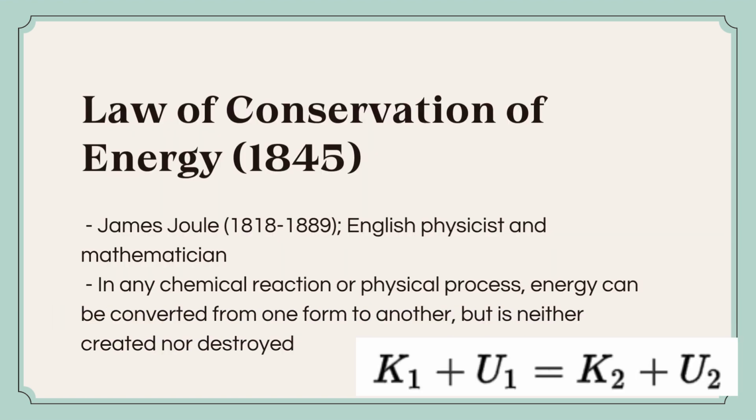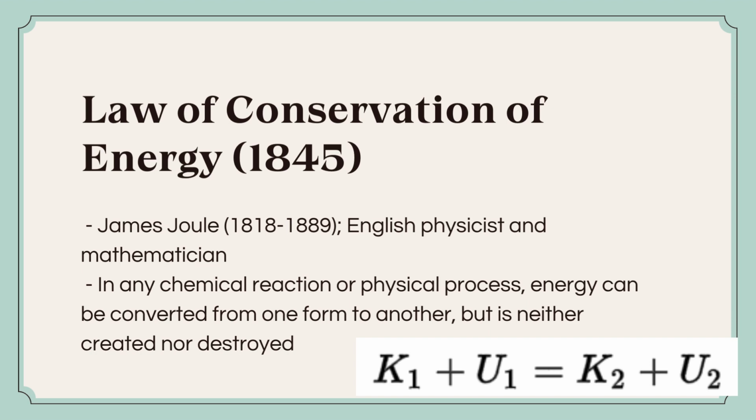Now, a law that was founded in 1845 about energy is called the Law of Conservation of Energy. It was founded by James Joule, who lived from 1818 to 1889. He was an English physicist and a mathematician. The law defines that in any chemical reaction or physical process, energy can be converted from one form to another, but is neither created nor destroyed. This equation seen here defines this law as the initial amounts of kinetic and potential energy equals the ending amounts of kinetic and potential energy.